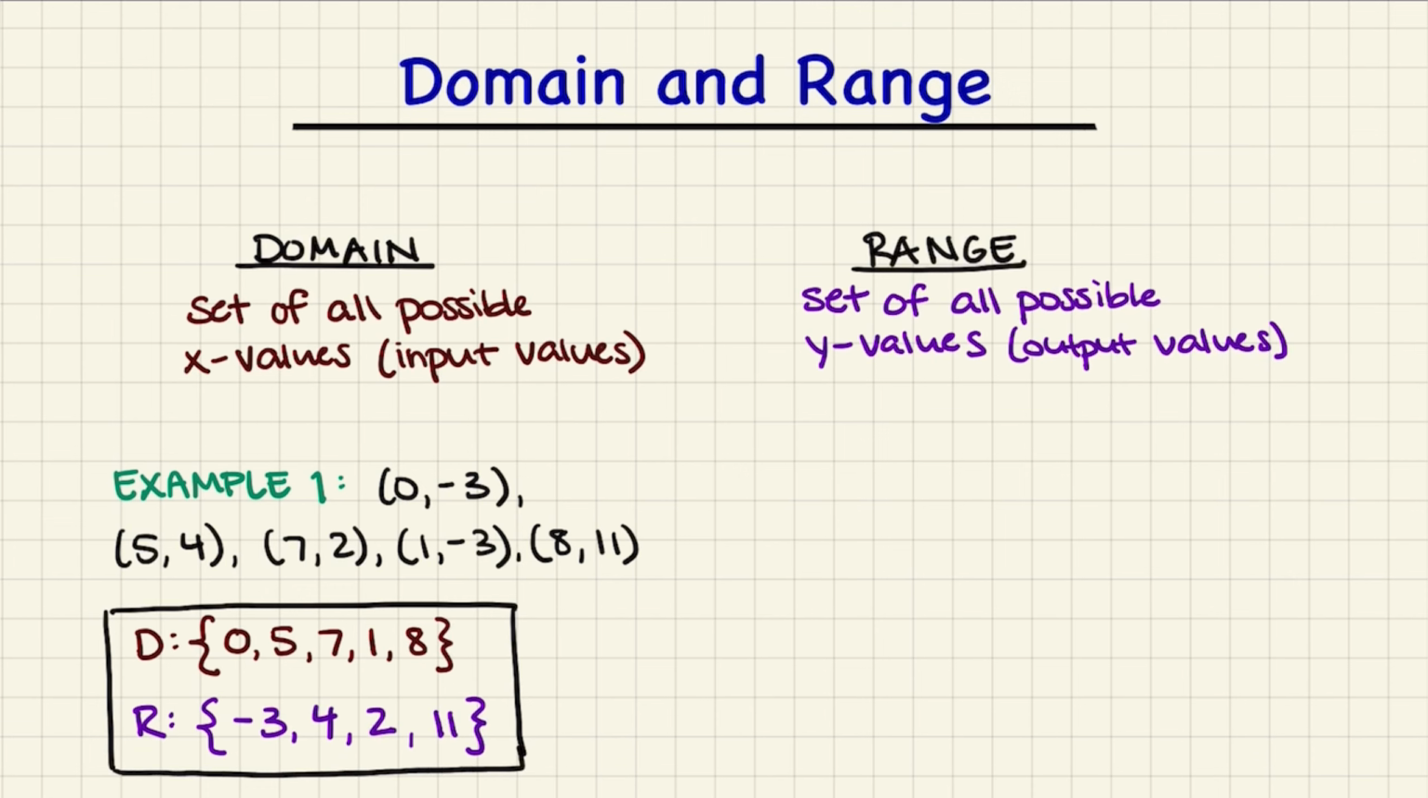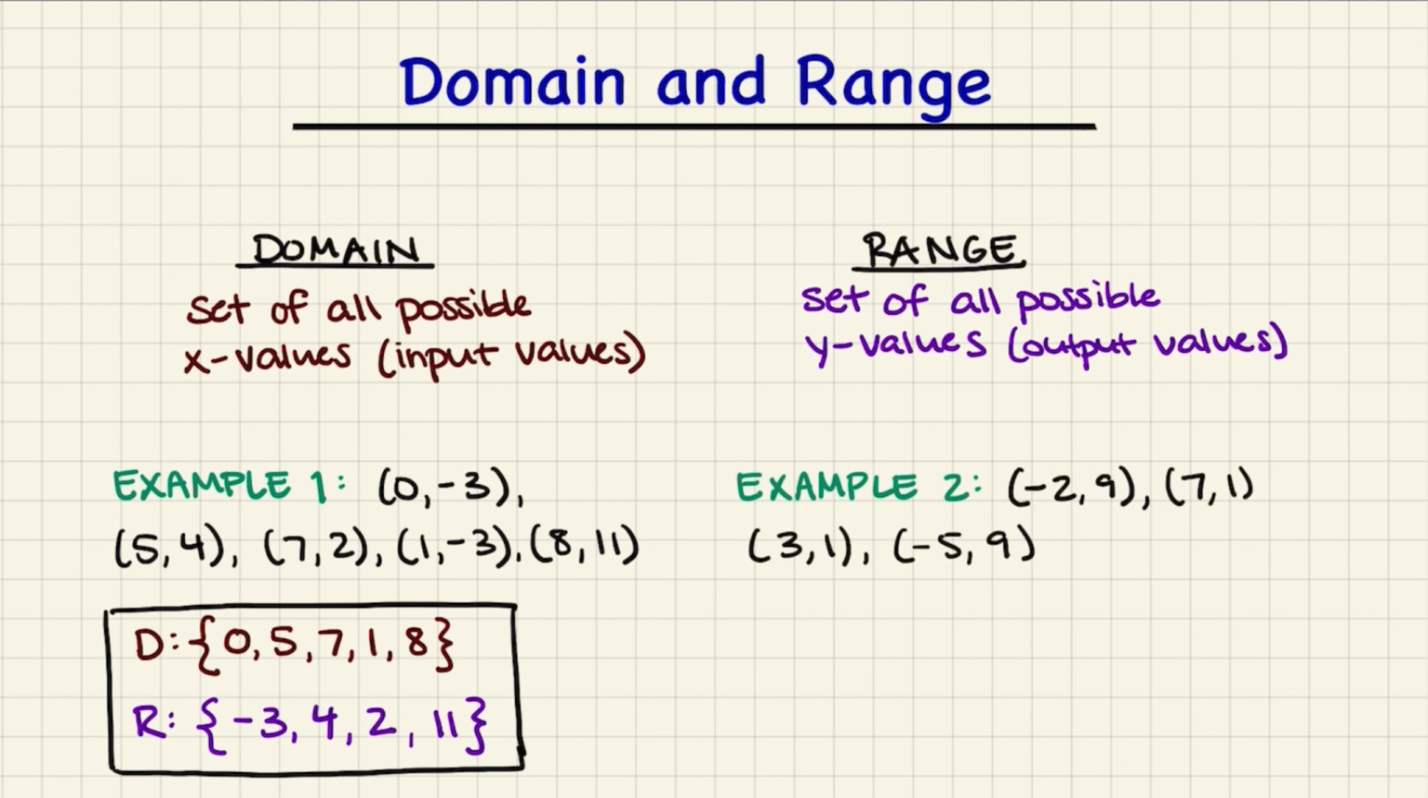Now let's look at another example. In our second example, we're given a list of points again. So we're going to write our D for domain and list our set of input values. So we have -2, 7, 3, and -5. And you can list these in order, from least to greatest, but you don't have to.